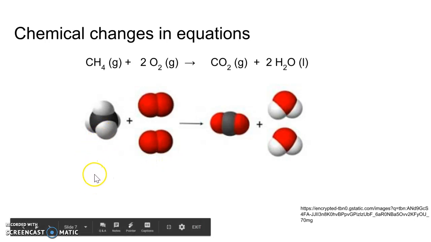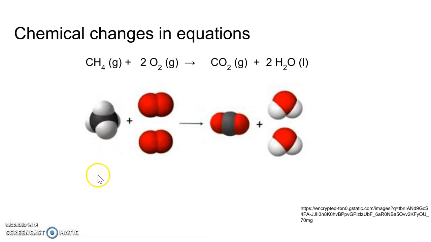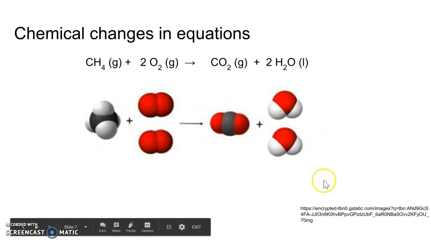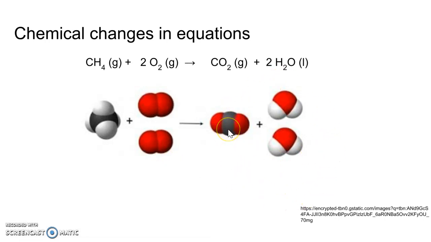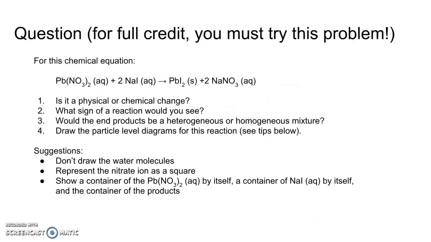So if I were doing a particle level diagram for this, I would suggest saying, okay, well, if I have a methane molecule, it looks something like this. If I have an oxygen molecule, it looks something like this. And then my product side, I'm going to want to make sure that I have these all mixed together in some sort of form as well, where again, you just have your spheres, different colors or different shapes, whatever's easiest.